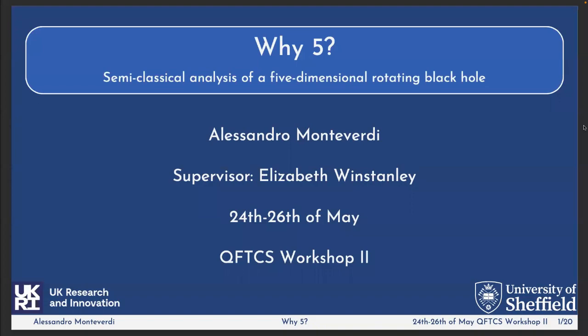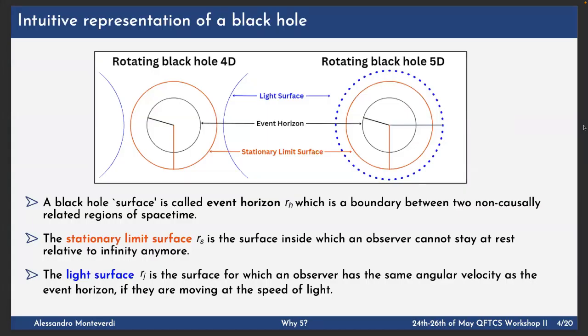Here I have an intuitive representation of my black hole. On the left-hand side, we can see the rotating black hole in 4D that also Mark Sals put in his presentation as well. So let's see the 3 surfaces. The first one, the black one, is the event horizon, the surface of my black hole. The stationary limit surface is the surface inside which an observer cannot stay at rest relative to infinity anymore. And the light surface, r_J, is the surface for which an observer has the same angular velocity as the event horizon if they are moving at the speed of light.